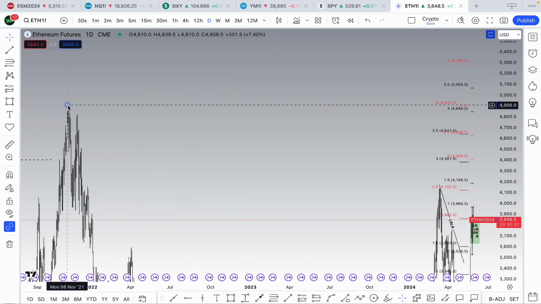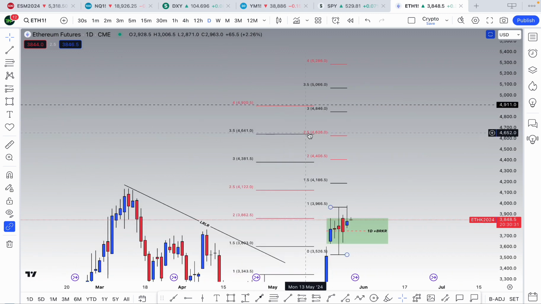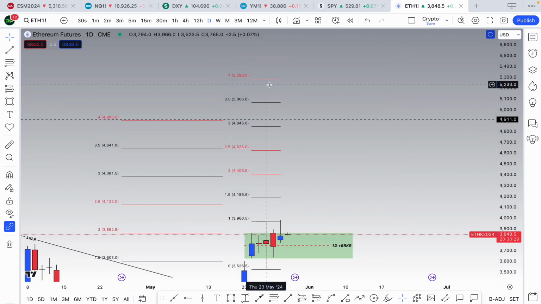And then we have the all-time highs back here from November of 2021. And then max 4 standard deviations could be all the way up to 5,200 plus, almost 5,100. I'm sorry, 5,300.